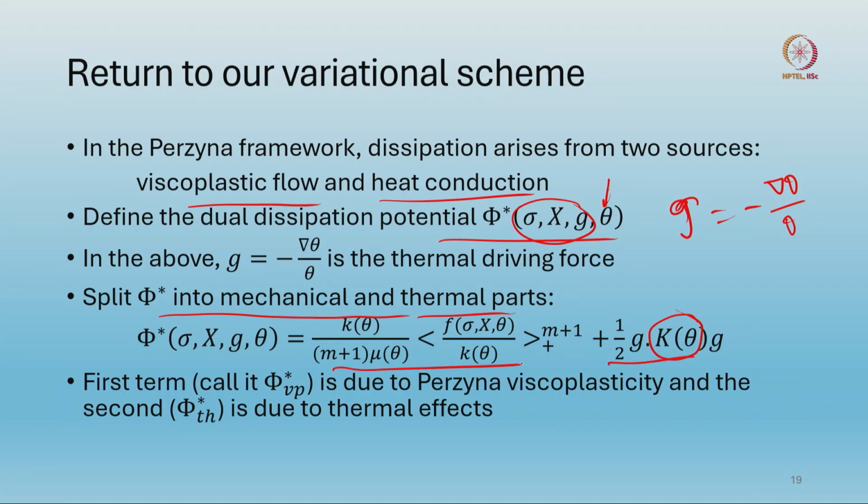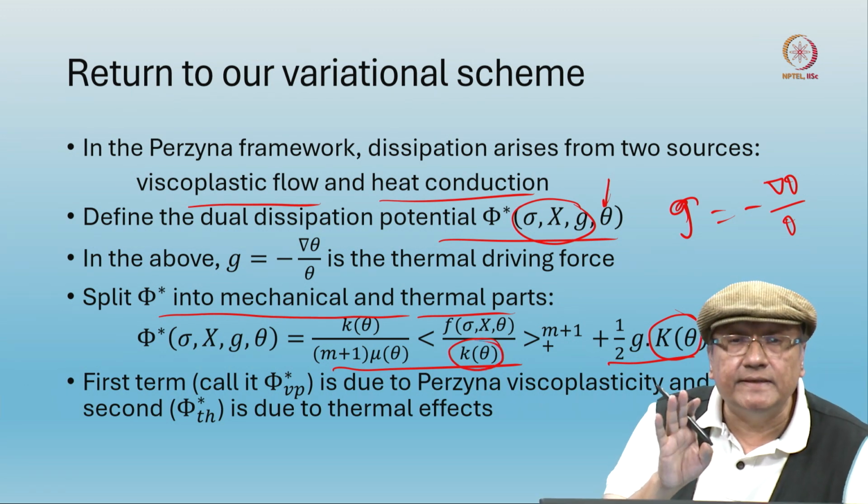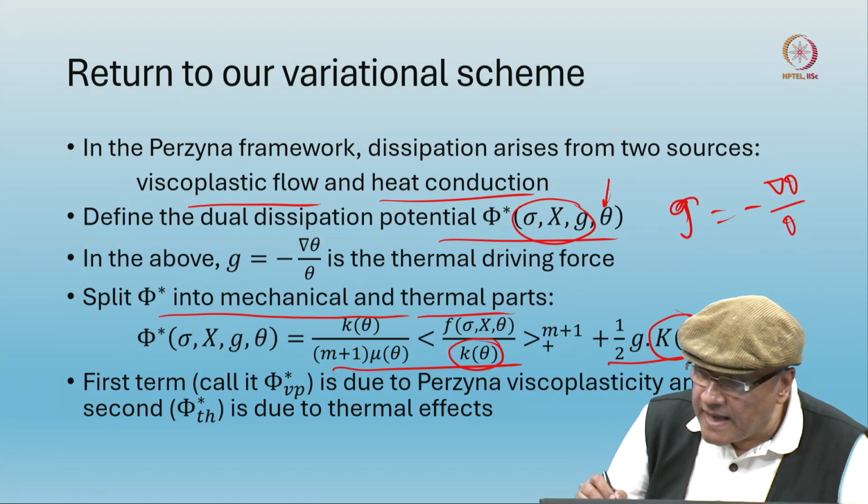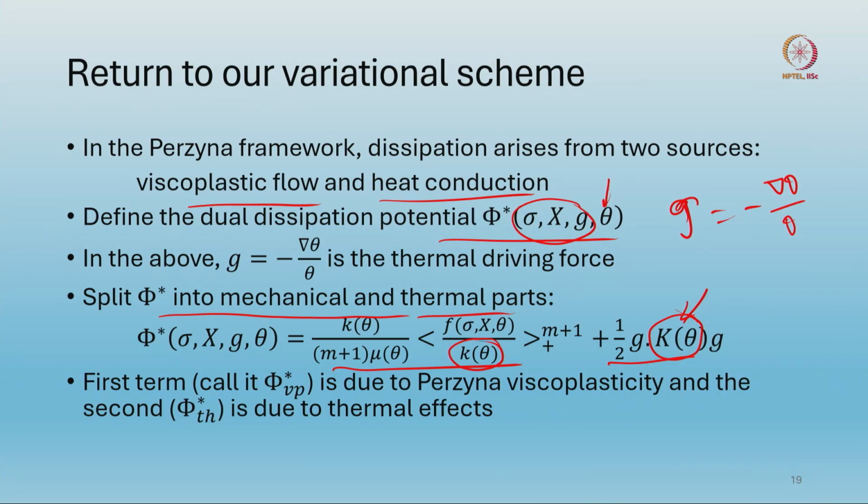The viscoplastic part is the same as before, we have the Macaulay bracket. This small k theta is the basic heat conduction coefficient. It can be a function of theta. But this capital K theta is a function of this small k theta. So that is why we need two different k thetas here. And this Macaulay bracket and m here is basically the rate sensitivity exponent.